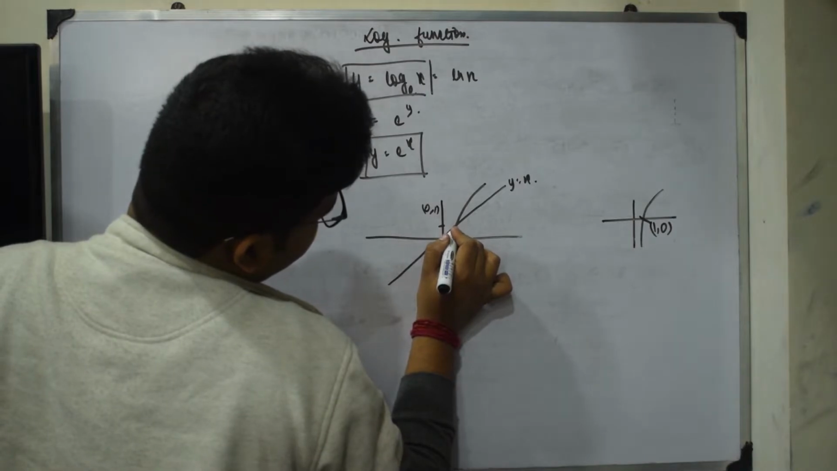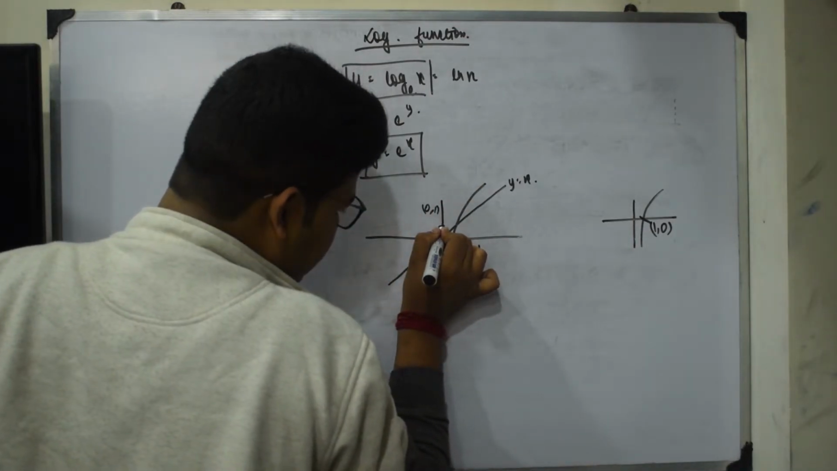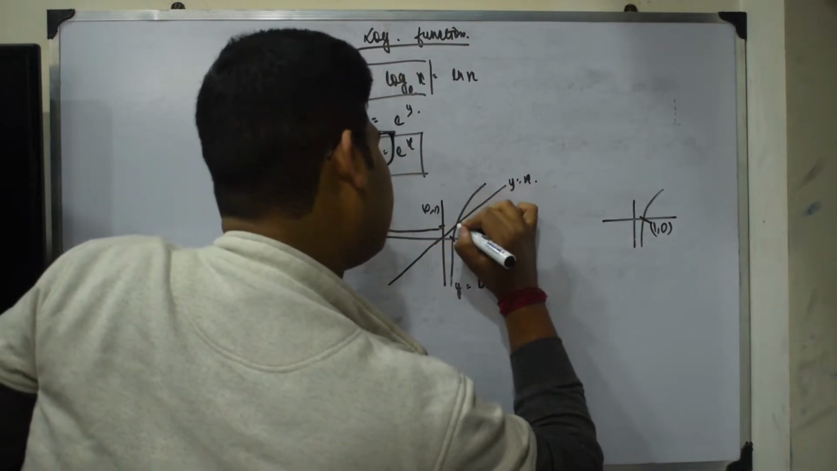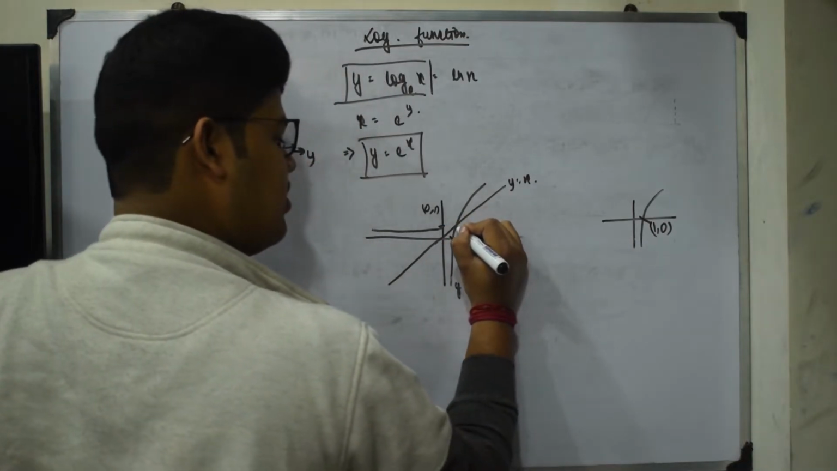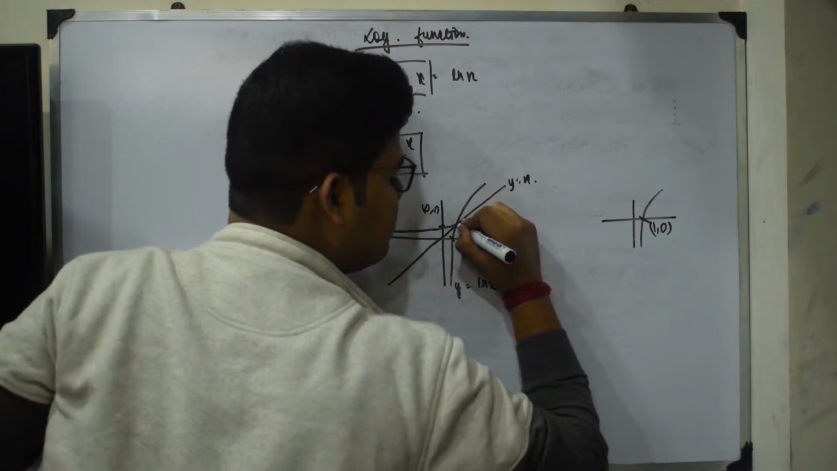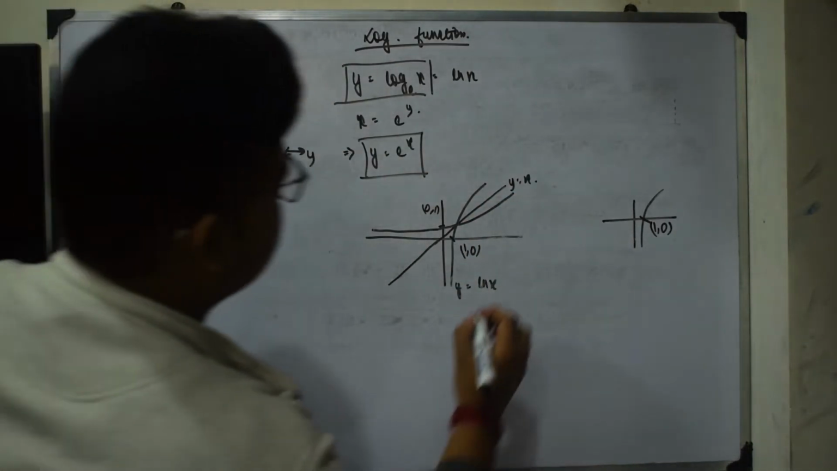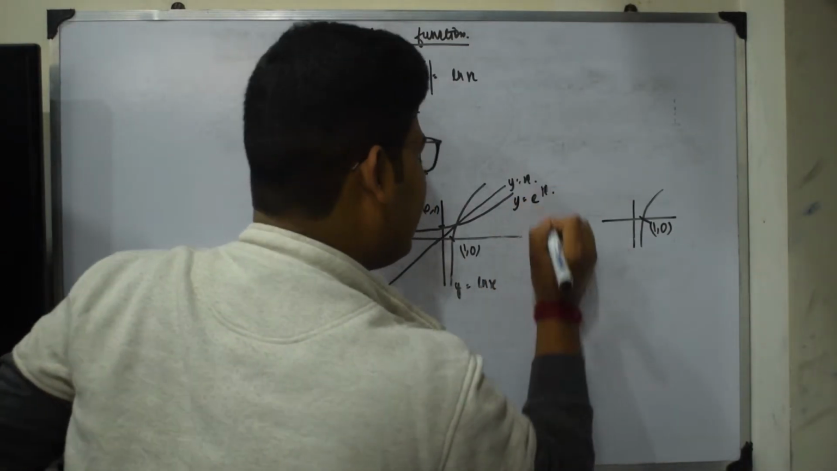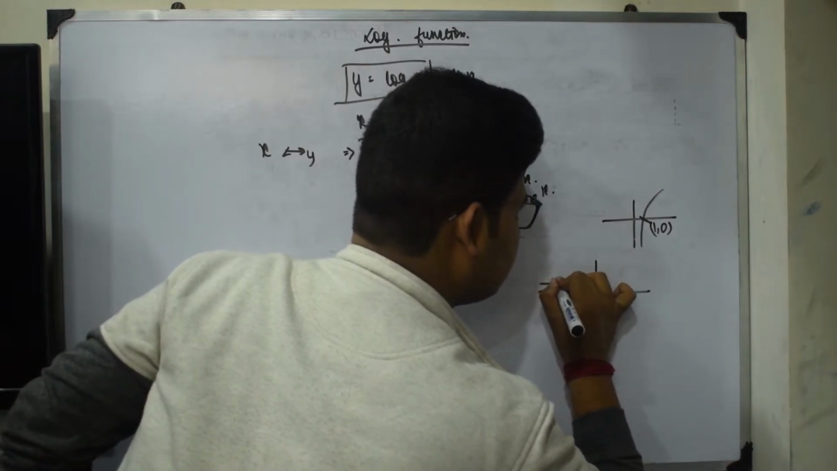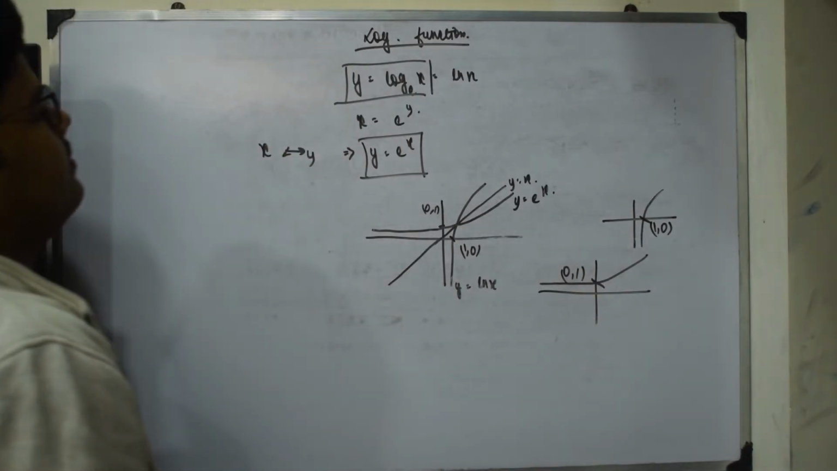For this portion, if I take the reflection, it is also coming from this side, and for only this portion, the graph will come, touch this, and for this portion it will be like this. So this is y equals e to the power x, which looks like this, where this point is 0, 1.